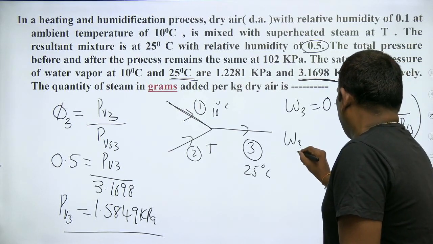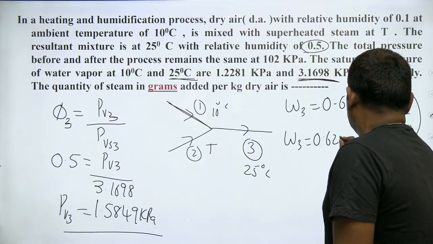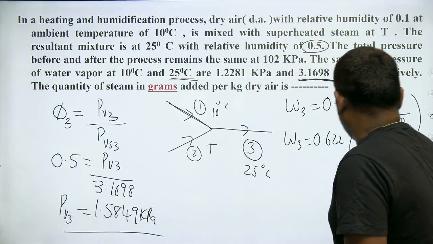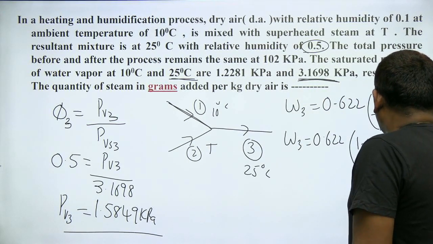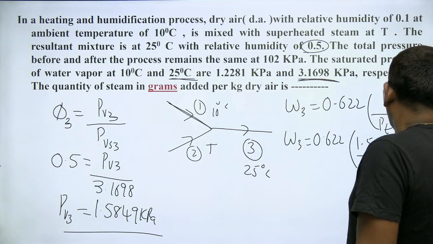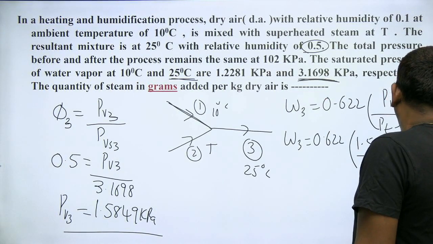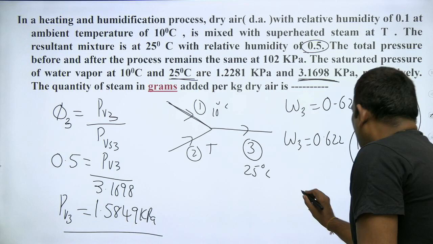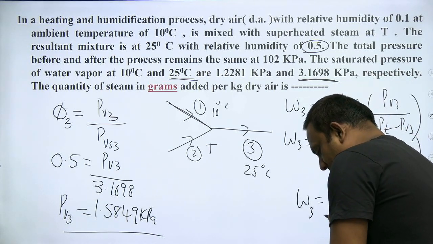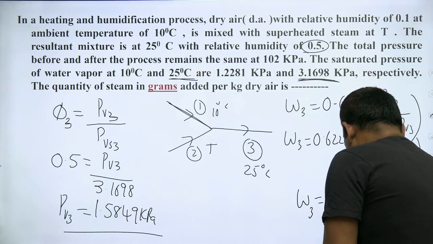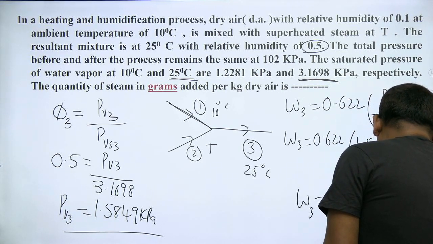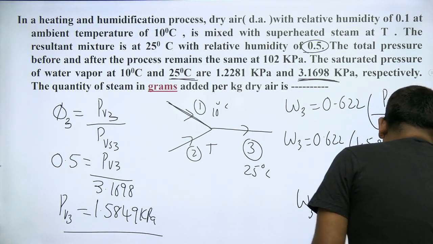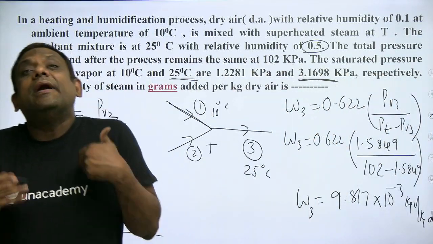So omega 3 will be equal to 0.622 PV3. What is PV3? 1.5849, divided by total pressure, which is 102 minus 1.5849. From here I can calculate omega 3, and that omega 3 turns out to be 9.817 into 10 to the power minus 3 kg vapor per kg of dry air. And this is my omega 3.